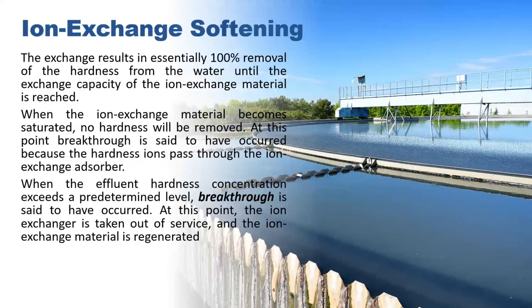The exchange results in essentially 100% removal of the hardness from the water until the exchange capacity of the ion exchange material is reached. When the ion exchange material becomes saturated, no hardness will be removed. At this point, breakthrough is said to have occurred because the hardness ions pass through the ion exchange adsorber. When the effluent hardness concentration exceeds a predetermined level, breakthrough is said to have occurred. At this point, the ion exchanger is taken out of service and the ion exchange material is regenerated.